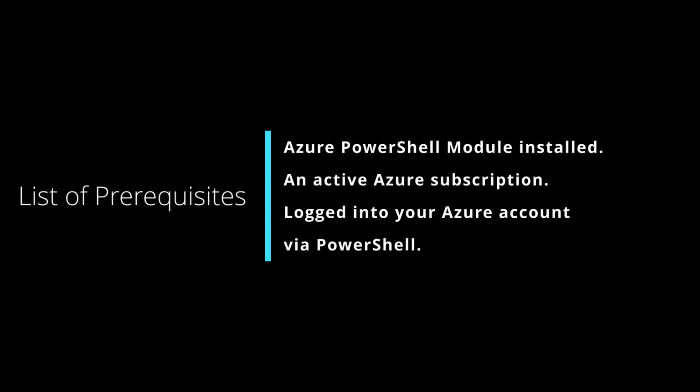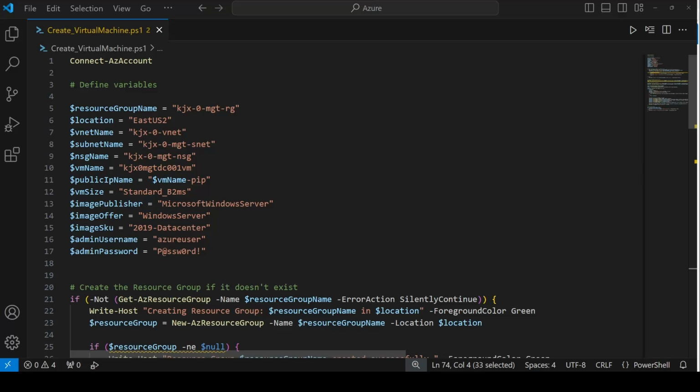Before we dive into the script, make sure you have the following prerequisites already: Azure PowerShell module installed, an active Azure subscription, and logged in to your Azure account via PowerShell. The first command that we are going to use is Connect-AzAccount. This command will prompt you to log in using your Azure credentials. Once logged in, you can start managing your Azure resources through PowerShell.